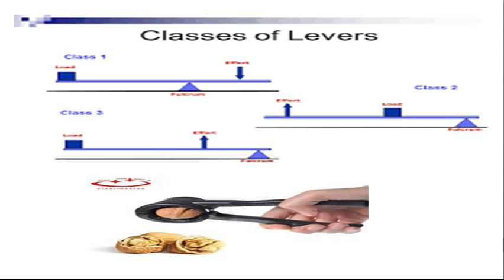So in a class 1 lever, the fulcrum is in the middle. Examples are brooms. Then in a class 2 lever, the load is in the middle. Example is a nutcracker. In a class 3 lever, the effort is in the middle. So in class 1 the fulcrum is in the middle, in class 2 the load is in the middle and in class 3 the effort is in the middle, and I have given you an example of each.